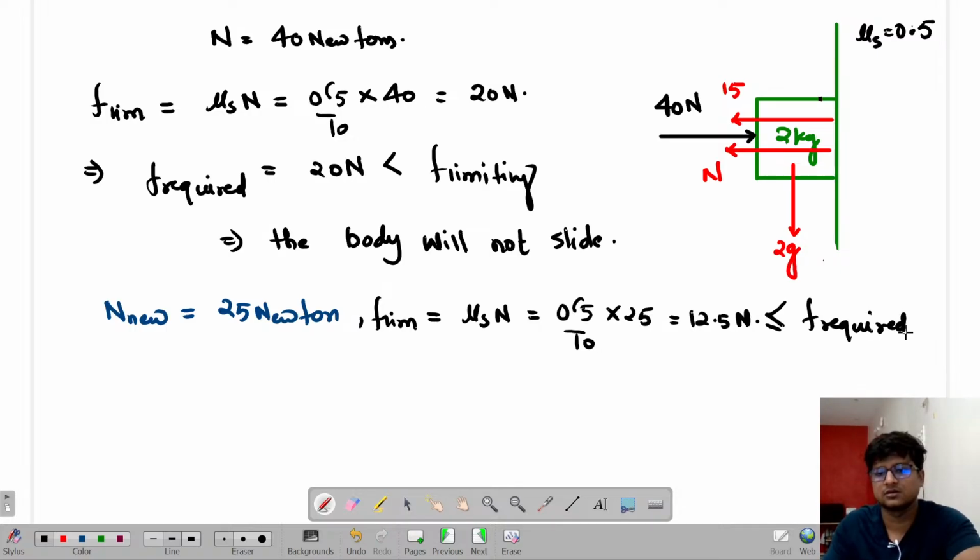But here one problem is there. What is the problem? Big problem that as you can see, mu k is not given. So the question arises now how the body will slide. Correct? But what?